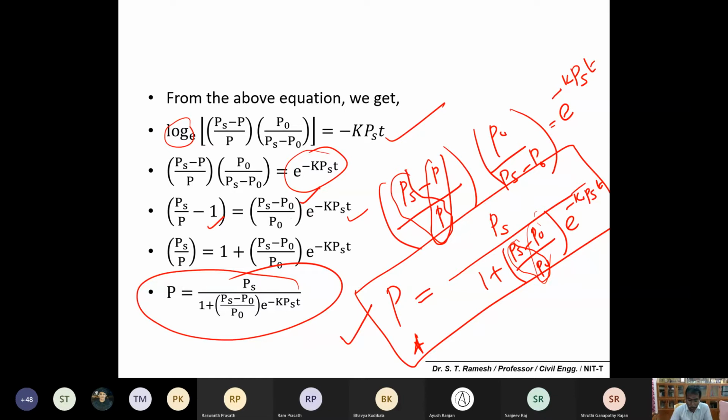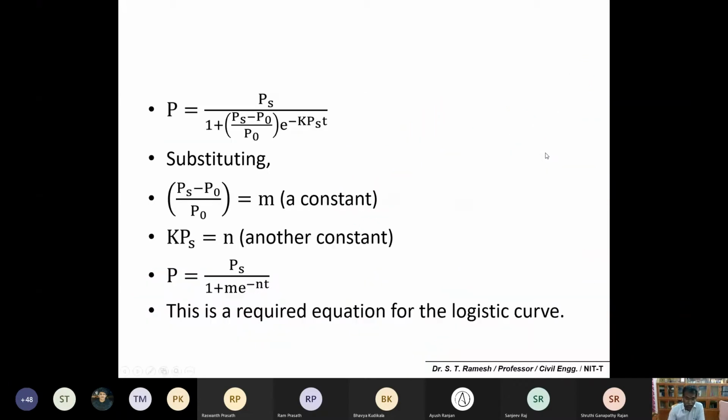This is almost not an approximate estimation. I think this is a design estimation of population growth, because it is connected to a mathematical equation. You may get a very accurate value of the future population, or that particular projection. Is it okay?